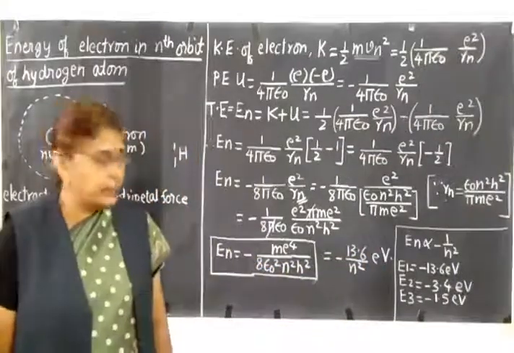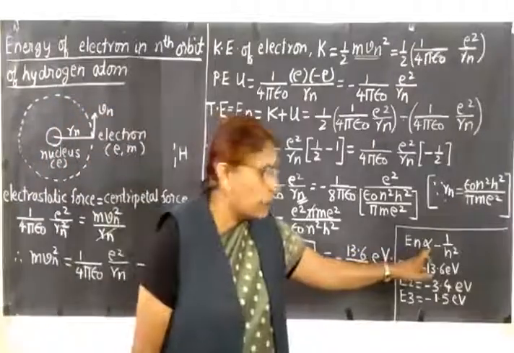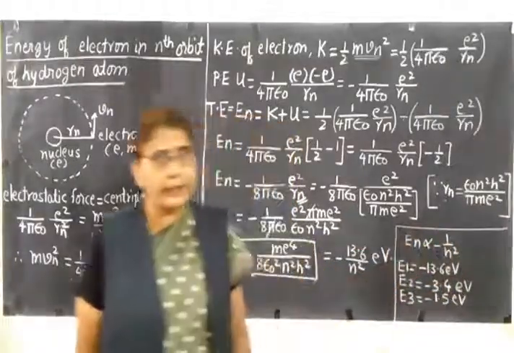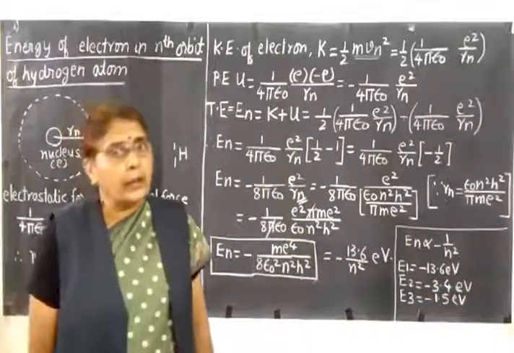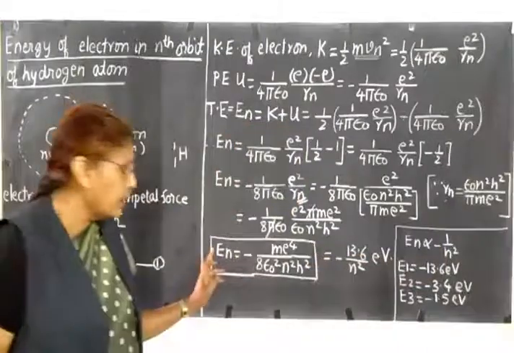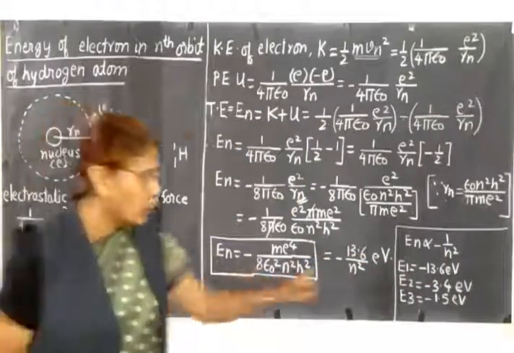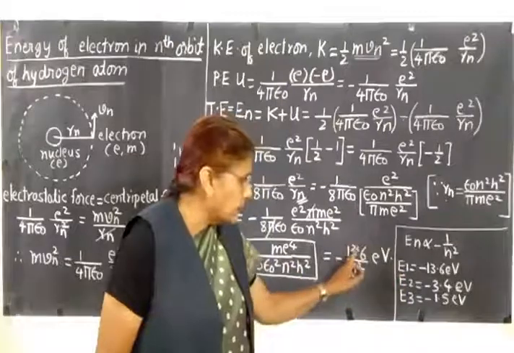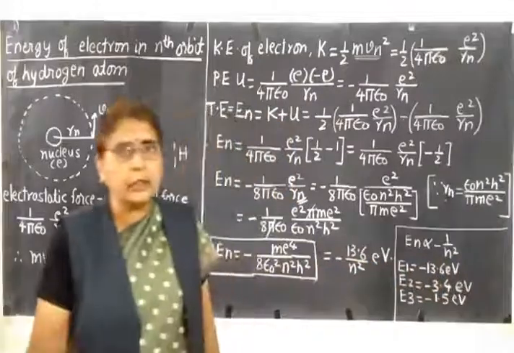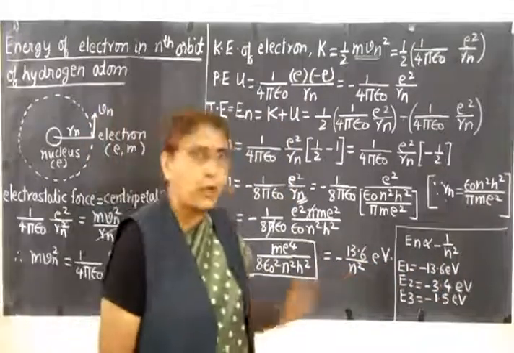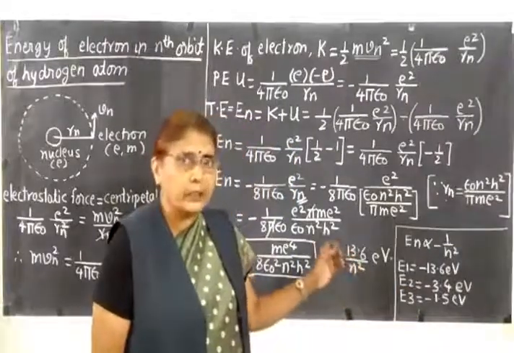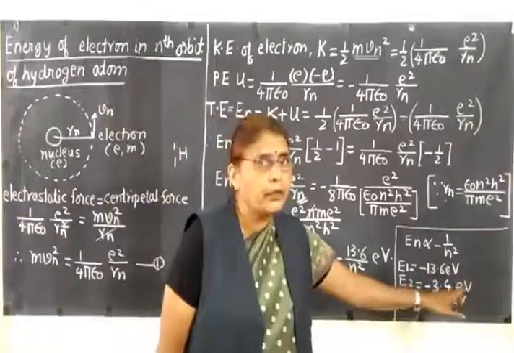So from this equation, it's very clear that En is proportional to minus 1 upon n square. Let us try to understand what is the meaning of this. So let us put some values of n. If I put n equal to 1, I will get the energy of the first orbit, E1. So E1 will be equal to minus 13.6 upon 1 square. That will be nothing but minus 13.6 electron volt. Let us go to the second orbit, E2. Put n equal to 2. So E2 is equal to minus 13.6 upon 2 square, that is 4. And if you divide that, you will get minus 3.4 electron volt.